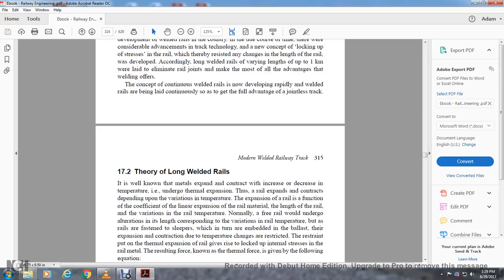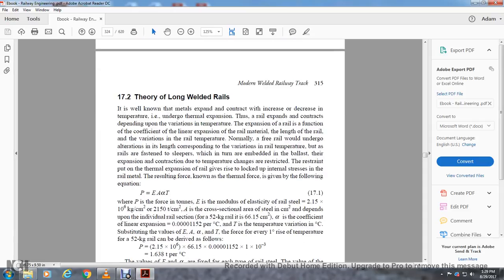The resulting force, known as the thermal force, is given by the following equation: P equals E times A times alpha times t. P is the force in tons. E is the modulus of elasticity of rail steel, 2.5 times 10 to the 6 kilograms per centimeter squared, or 2150 tons per centimeter squared.